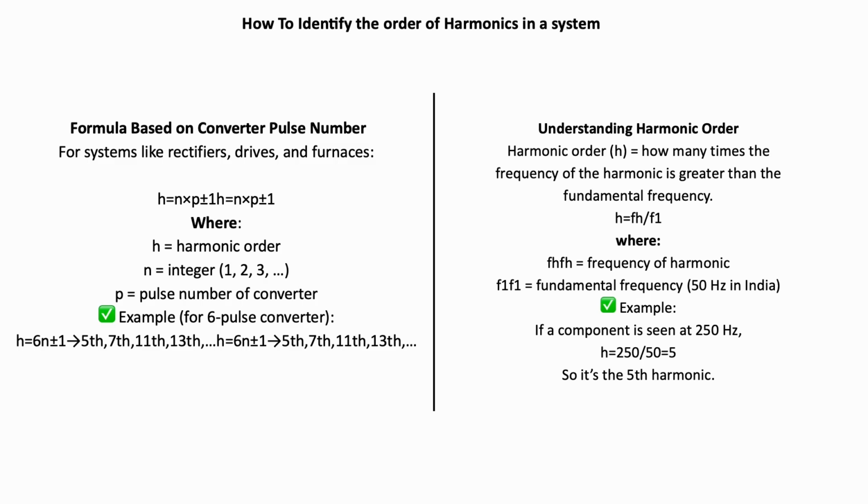For converters and drives, there is another formula, h equals n times p plus or minus 1, where p is the pulse number of the converter. For example, a 6 pulse converter has harmonics at 5th, 7th, 11th and 13th. Hope you are getting this now.